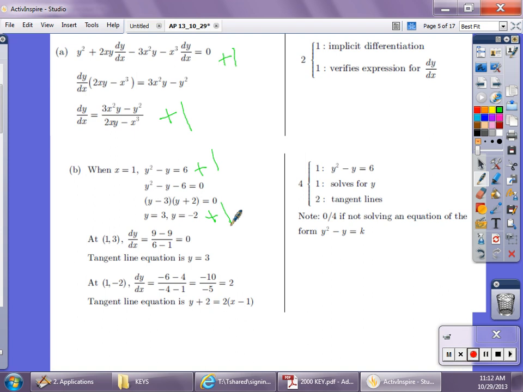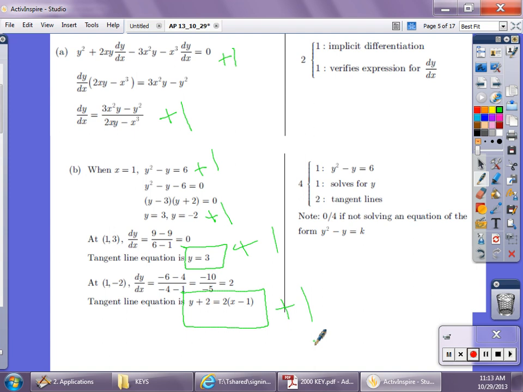One of them simplifies to y equals 3 because the point is (1, 3). The derivative is 0 at that point. And then the other one is y plus 2 is equal to 2 times (x minus 1). The point is (1, -2). 1 point here and 1 point here. So far that is a total of 6. I think that's as far as most groups got.